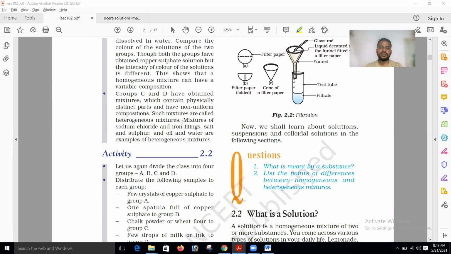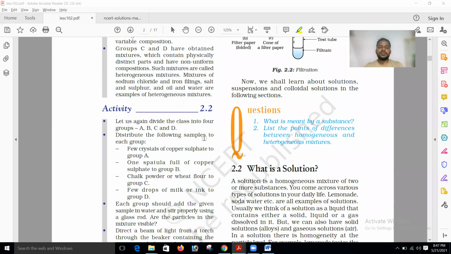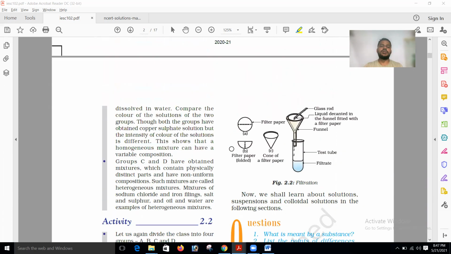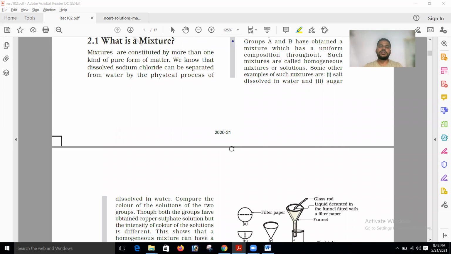Such mixtures are called heterogeneous mixtures. So heterogeneous mixtures, some examples: sodium chloride and iron filings, then salt and sulfur, oil and water. These are the examples of heterogeneous mixture. Okay, so in today's chapter we have discussed what are the various substances, what is the definition of a substance, what is the definition of a mixture, how can we classify the different types of mixture, whether they are homogeneous mixture or heterogeneous mixture. Similarly, we have seen the examples of homogeneous and heterogeneous mixtures.